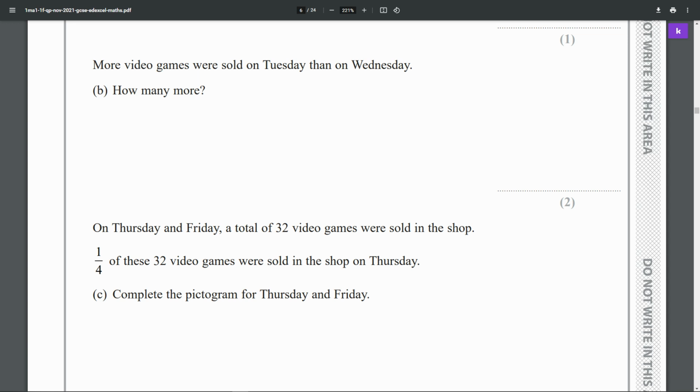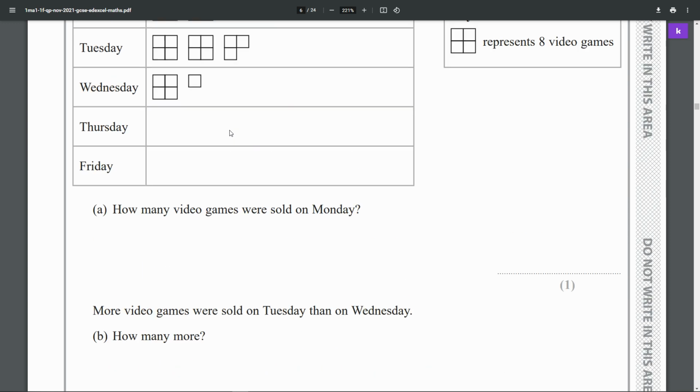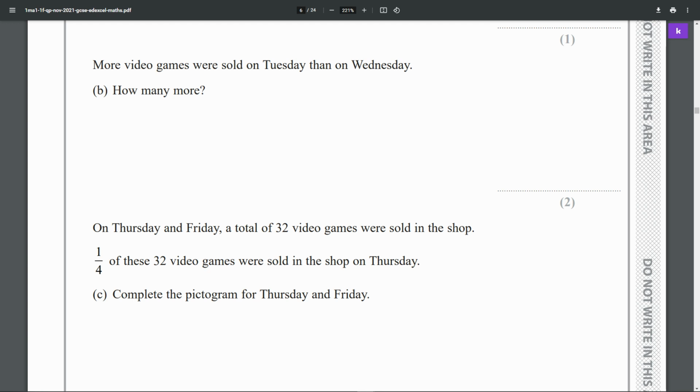For the next question, it says, how many more video games were sold on Tuesday than on Wednesday? So we said on Tuesday we've got 8, 8, and 6, which came to 16 plus 6, which is 22. And this is 8 and 2, which is 10. So how many more on Tuesday? 22 minus 10 is 12 more. All right, that answers that question there. So we got 12 more over here.